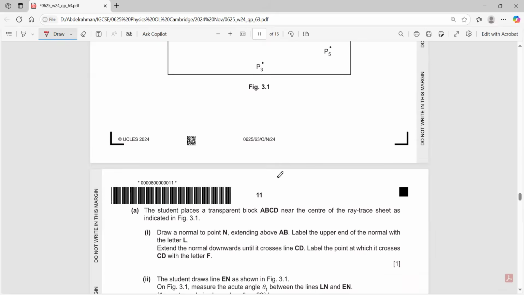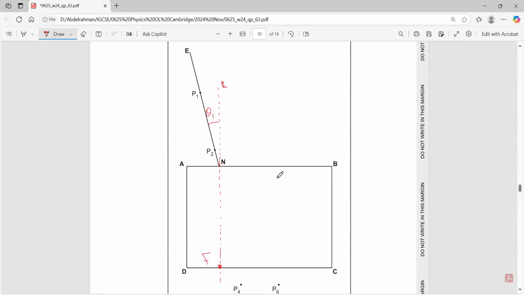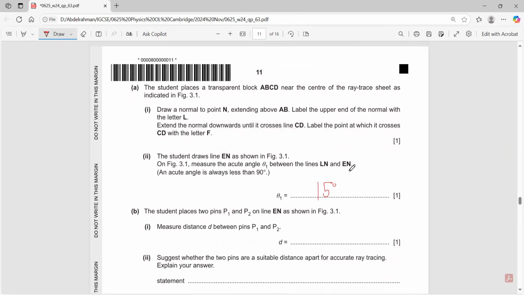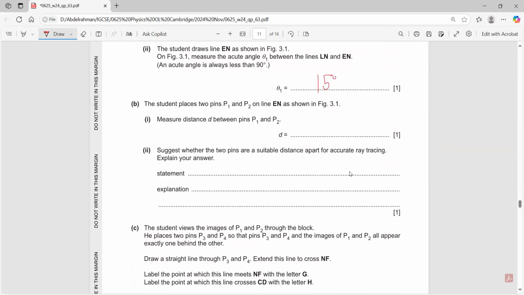Can I measure the distance between these two pins? Yes, I can measure the distance. The distance between these two pins is very small. It's actually 3.5. If your measurement is slightly less than 3.5, it's okay due to the printing error.